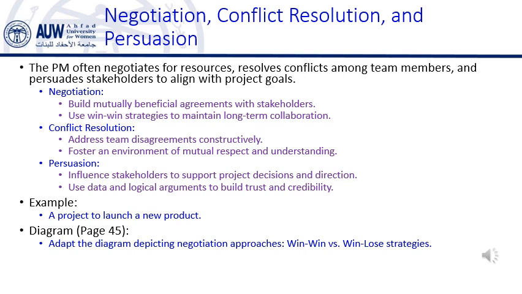Summary of negotiation, conflict resolution, and persuasion. To summarize, these three skills are essential for every project manager. Negotiation: finding mutually beneficial solutions and reaching agreements with stakeholders. Conflict resolution: addressing disagreements or disputes to ensure the project stays on track. Persuasion: influencing others to support your decisions and the goals of the project. By mastering these skills, a PM can effectively manage relationships, solve problems, and keep the project moving forward, even in challenging situations.